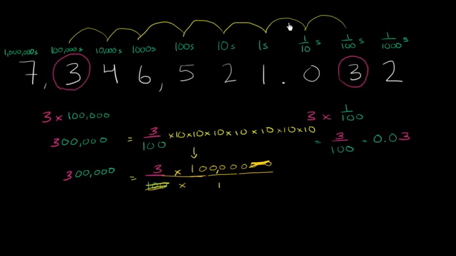Shifting the 3 1, 2, 3, 4, 5, 6, 7 decimal places makes that 3 worth 1 followed by 7 zeros more, or it essentially makes that 3 worth 10 million more. So this 3 represents 10 million times the value of this 3. Let me write down the numbers. So this 3 is 10 million times the value of that 3.